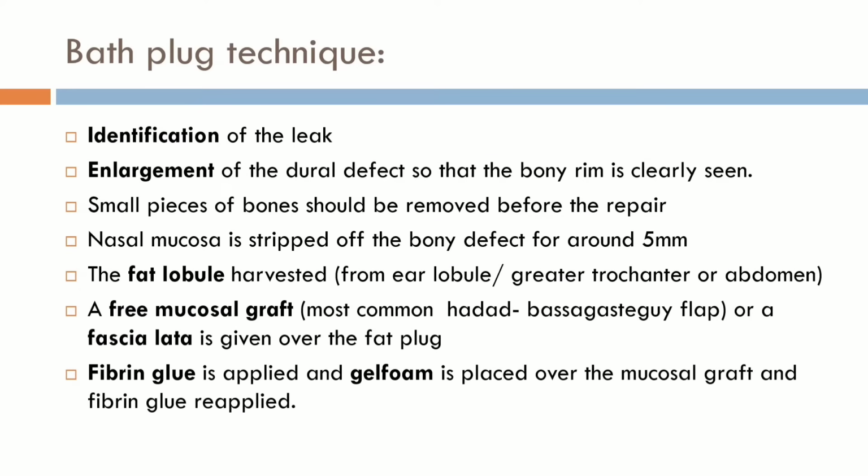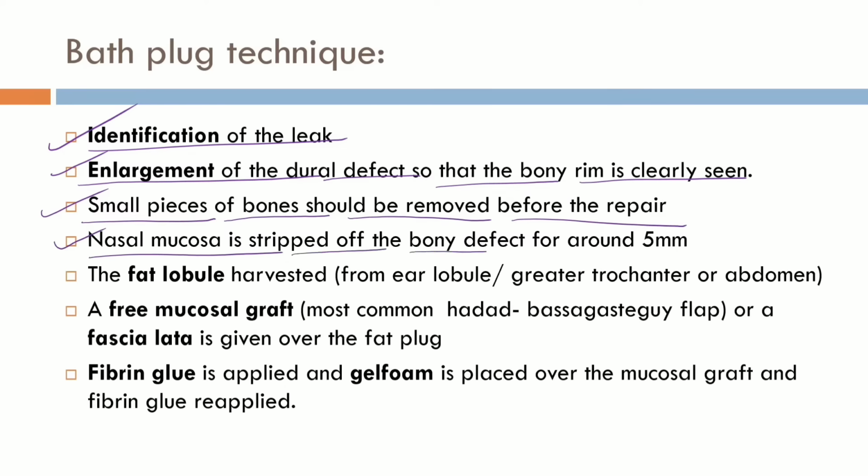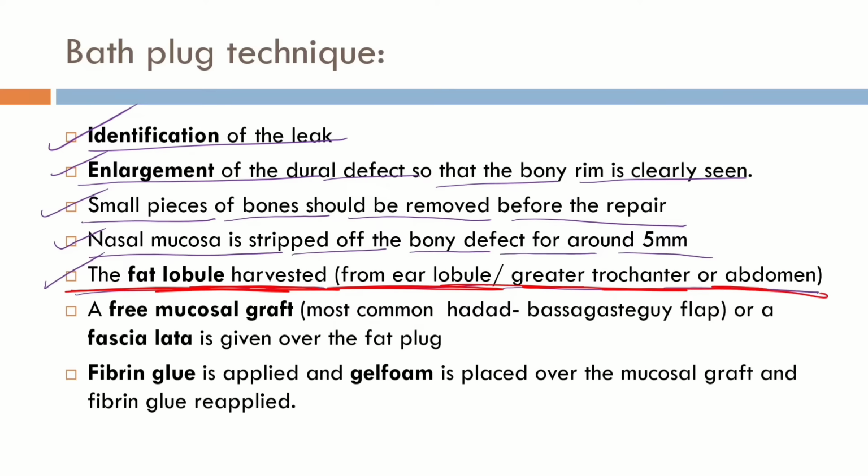Now the butt plug technique. In the butt plug technique, we have to first identify the leak. Then enlargement of the dural defect so that the bone rim is clearly seen. Small pieces of bone should be removed before the repair. Nasal mucosa is stripped off the bony defect for around 5 mm. The fat lobule is harvested from the ear lobule, greater trochanter, or abdomen. Very important: these are the three different sites for fat harvest.